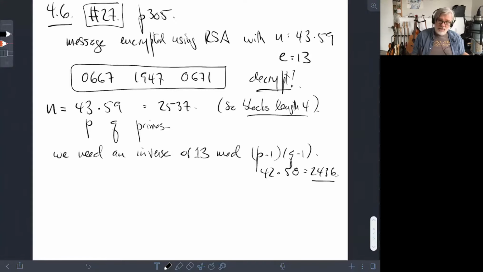So how do I find an inverse mod 2436? If you remember how this works, I will skip a few details here, but it's doable by hand. You use the Euclidean algorithm, and you backtrack.